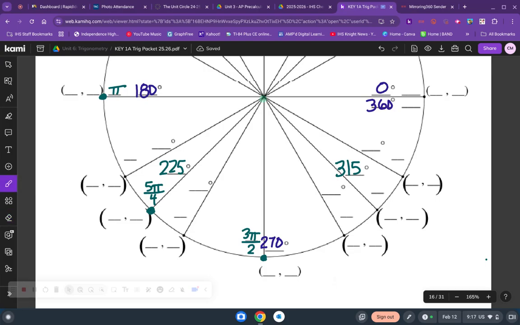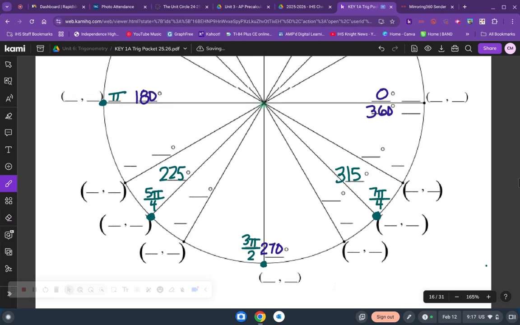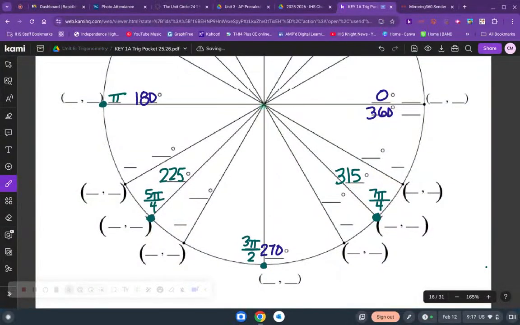6 pi over 4, that means the next time I add an angle that's that measure, I'm at 7 pi over 4. And then one last time that I can add another one, that would put me at 8 pi over 4, which is really 2 pi, right? This 4 goes into this 8 two whole times, so it's 2 pi.